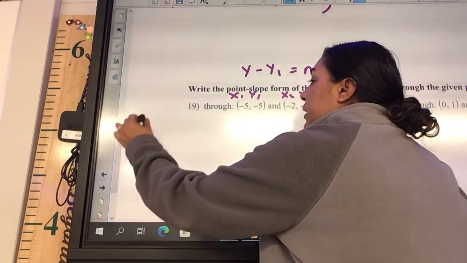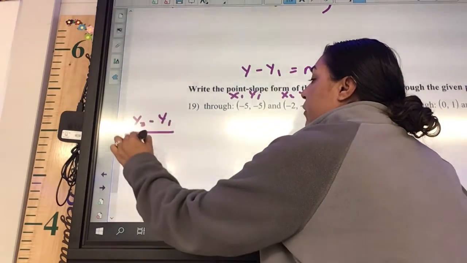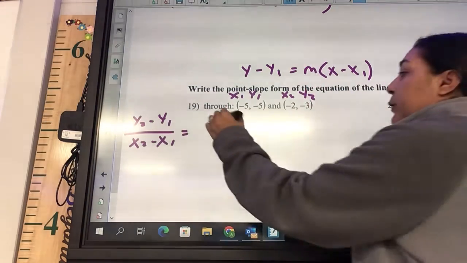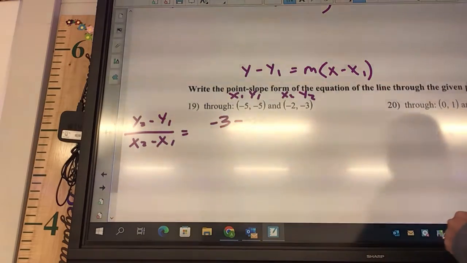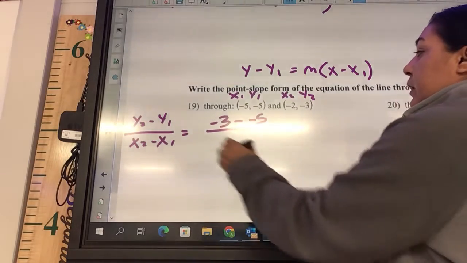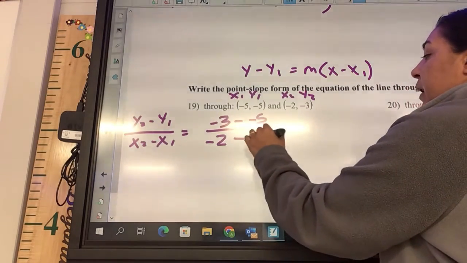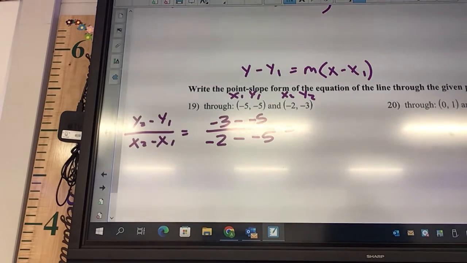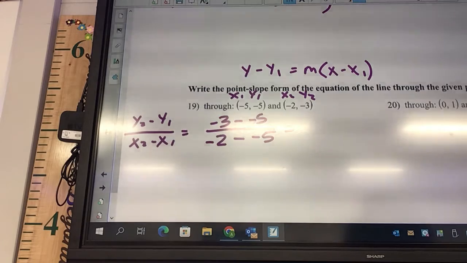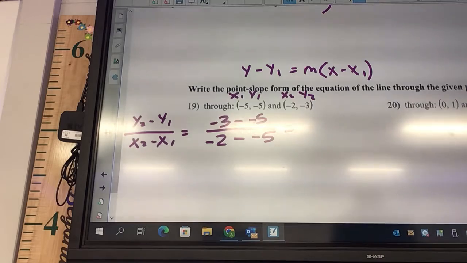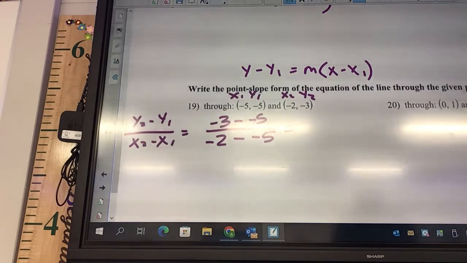And this one I'm gonna do slow, but you got y2 minus y1 over x2 minus x1. Okay, that's that formula. So it's gonna be -3 minus what? Minus 5, -5 over -2 minus -5. Type that in your calculator, see what you get. I got 2 over 3. Yeah, 2 over 3.